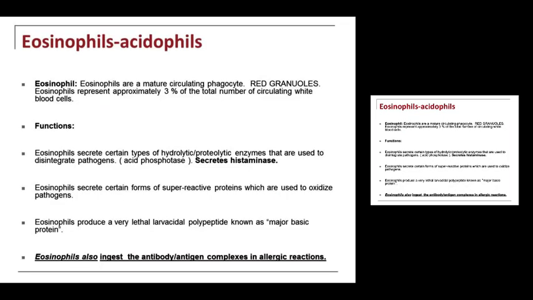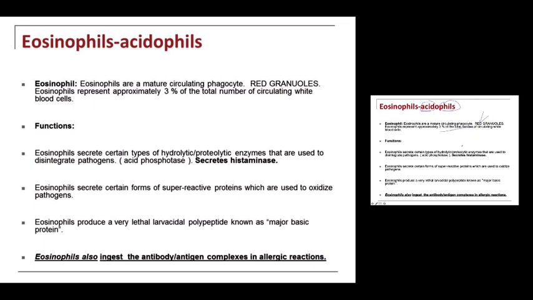Eosinophils, these used to be called acidophils, and I used to like when they were referred to as acidophils because the phil tells us that it likes something, and it likes an acidic stain, whereas the basophil likes a basic stain. So when the acidophil stains, the granules turn red. Okay, they make up about 3% of the total circulating white blood cells.